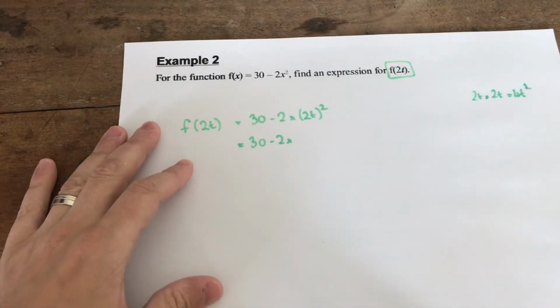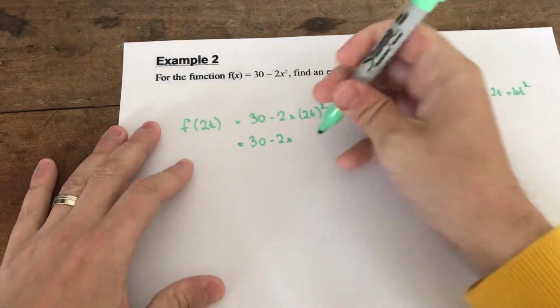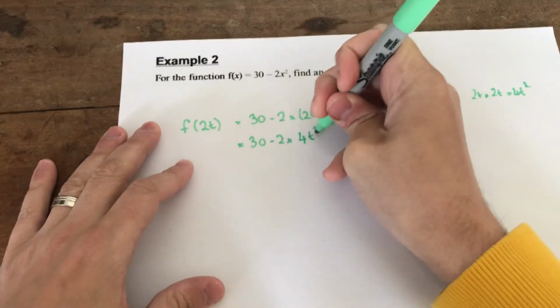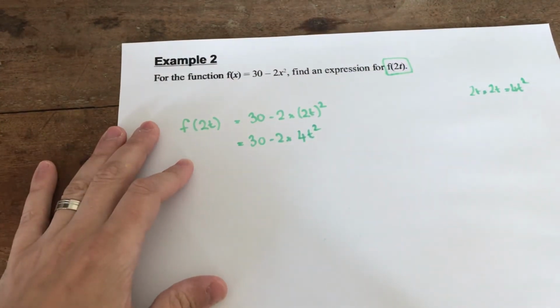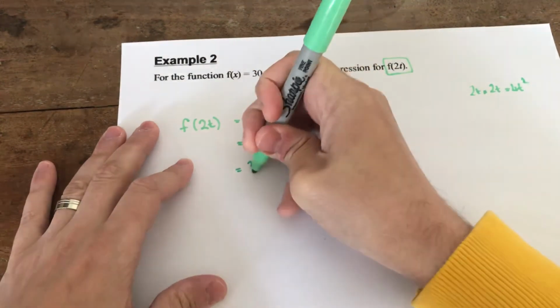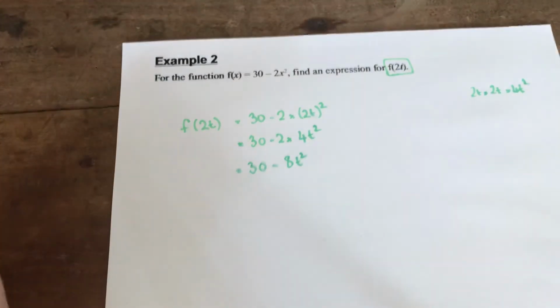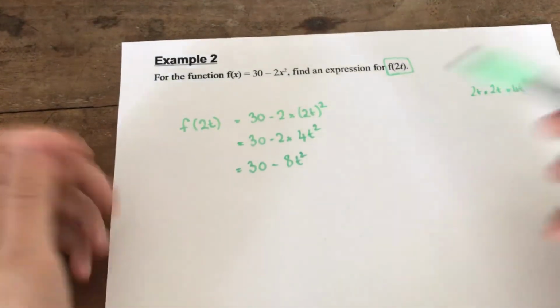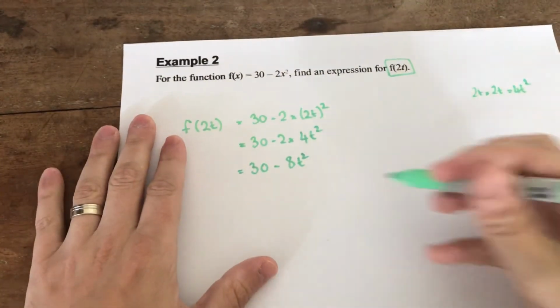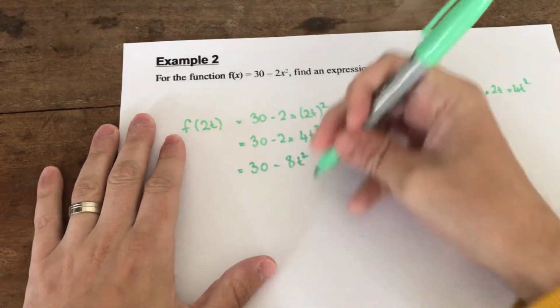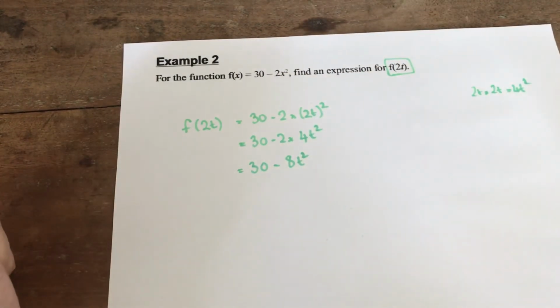Okay? And that's just because you couldn't see what I was writing before. So I'll get 4t squared there. I then get 30 take away 8t squared. Now because I have to write this as an expression, I can't simplify 30 minus 8t squared because I don't have a value for t. That's my final answer. So I just leave it as that.